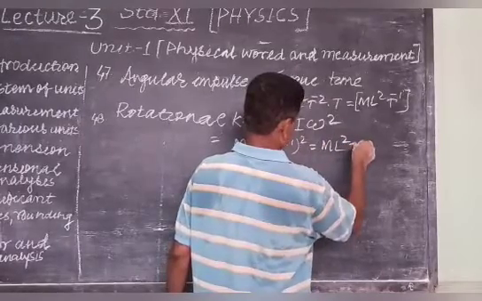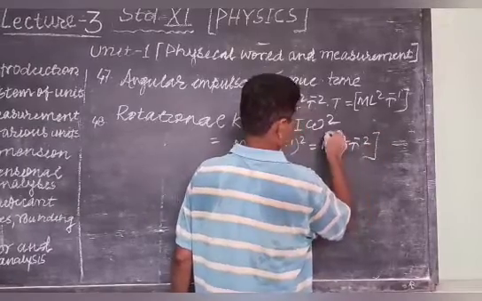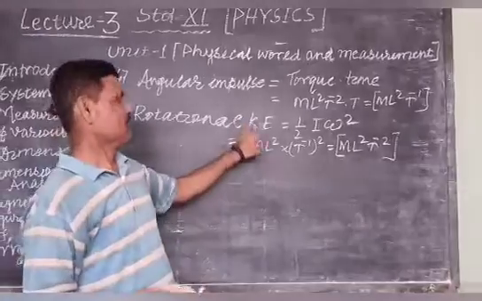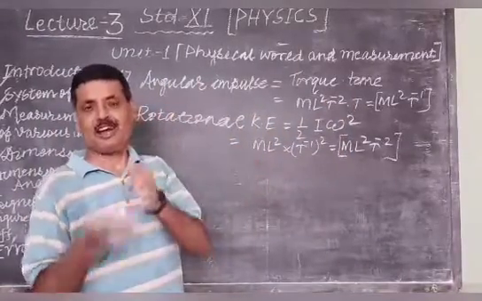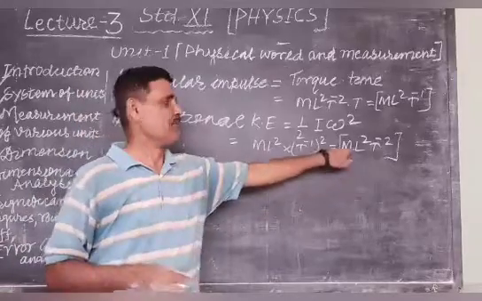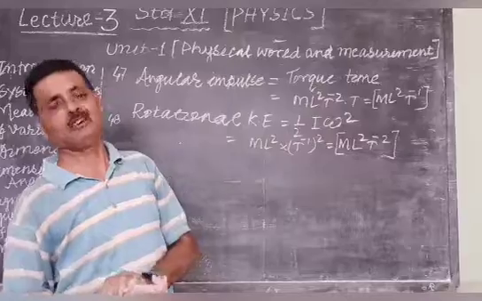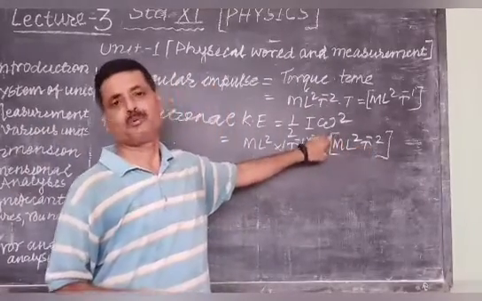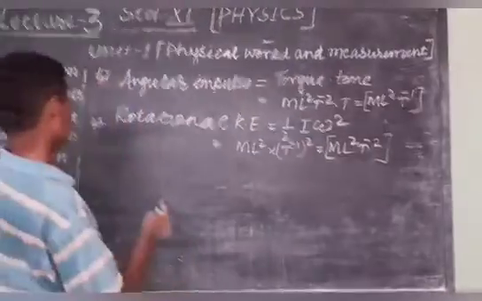T to the power minus 2. Only the term is changed. Energy is m l square T minus 2. Kinetic energy is m l square T minus 2. It was rotational kinetic energy. In all the cases, the dimensions of all these physical quantities are the same.